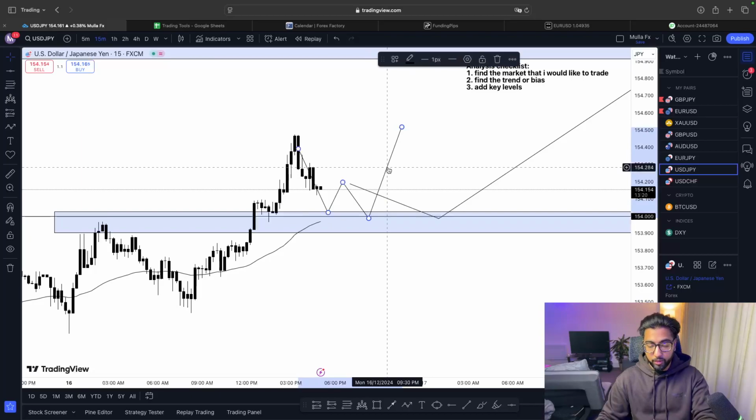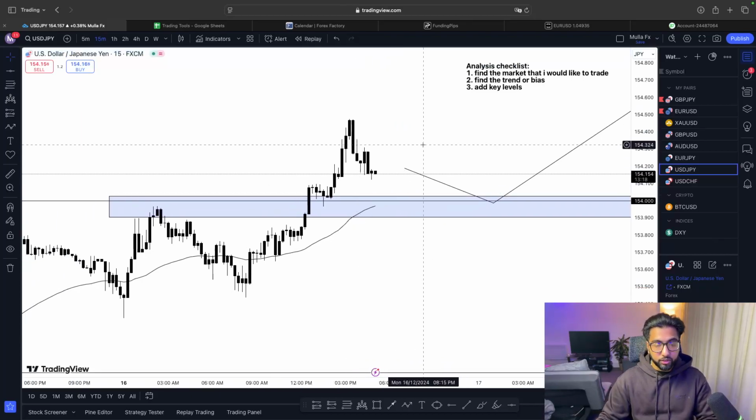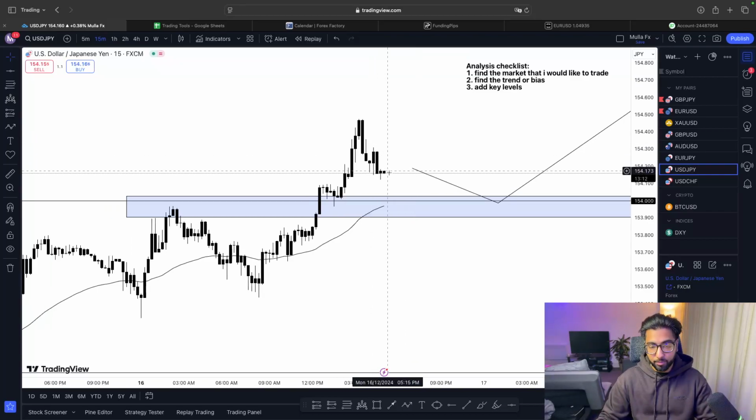That's what we're looking for. We could see an evening star, a morning star, whatever it is, we could see that pattern. And now we can enter. So on the 50-minute time frame, we're waiting for price to come to my area of interest, which is here.